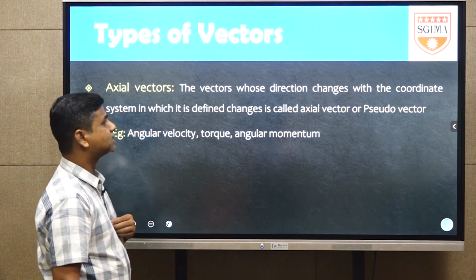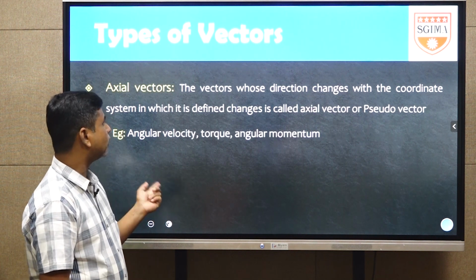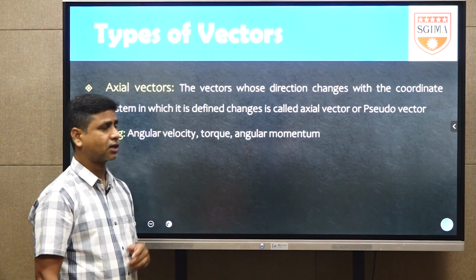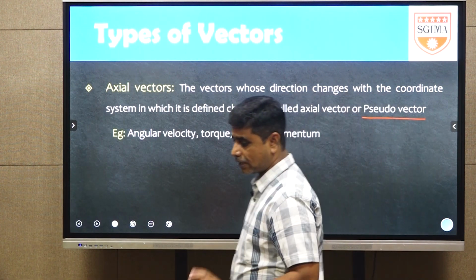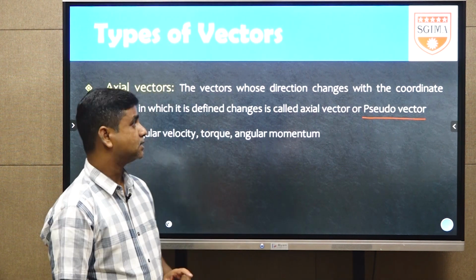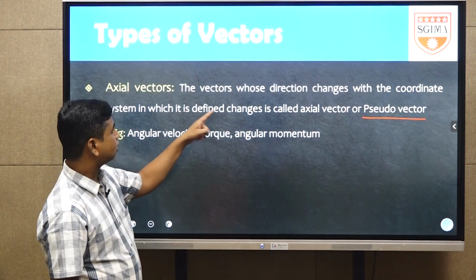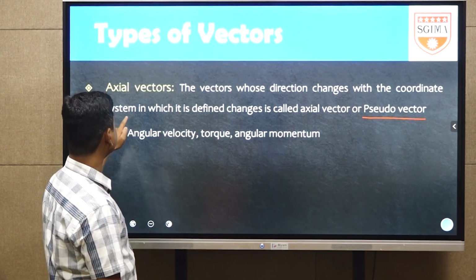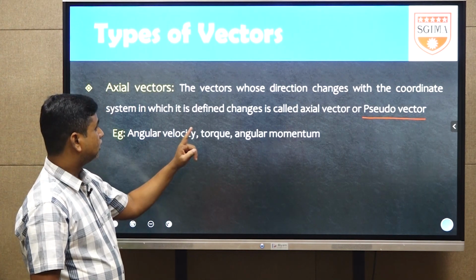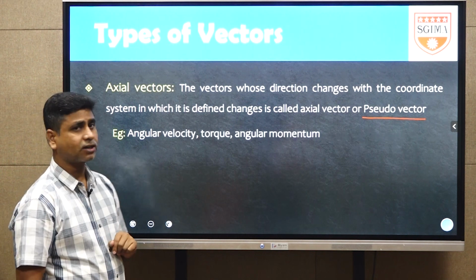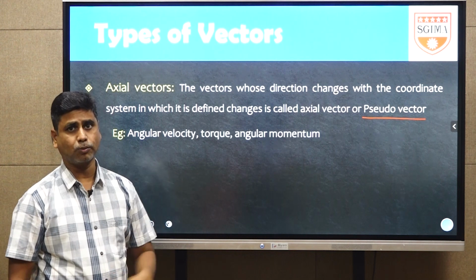The vector whose direction changes with the coordinate system in which it is defined is called an axial vector, or another name is a pseudo vector. The direction of the vector changes by changing the coordinate system. Examples: angular velocity, torque, angular momentum.